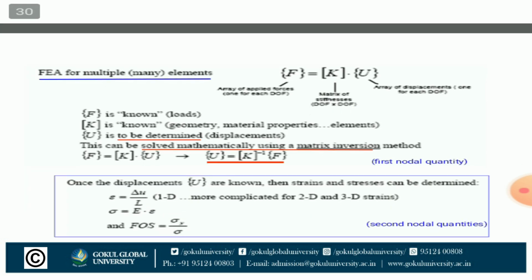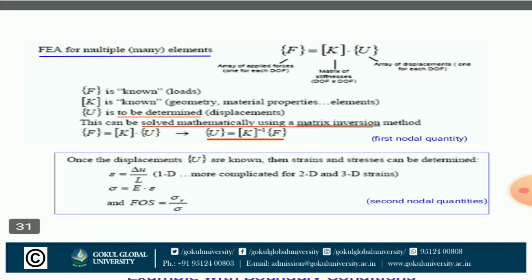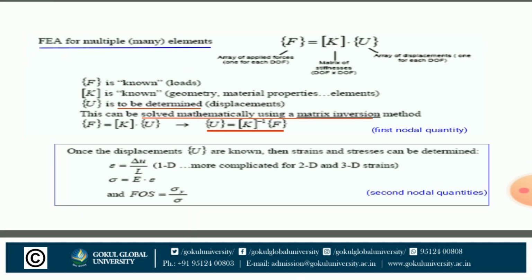So in FEA, for the final multiple elements, force F is equal to K into Q, or K into U as a linear displacement vector. F means loads, K means the geometry and material properties of the element, and U is the displacement to be determined. This can be done mathematically by matrix inversion, where U is equal to K raised to minus 1 times F.